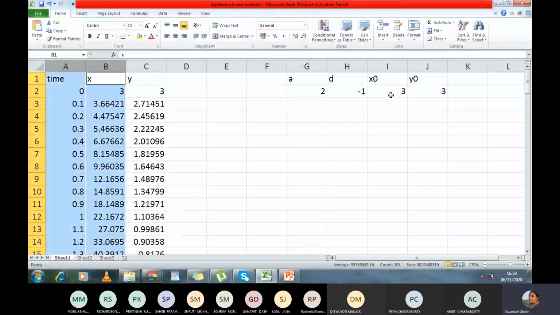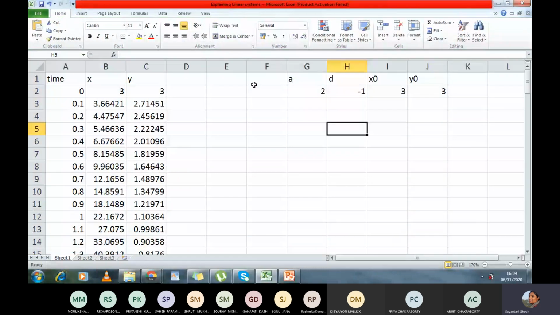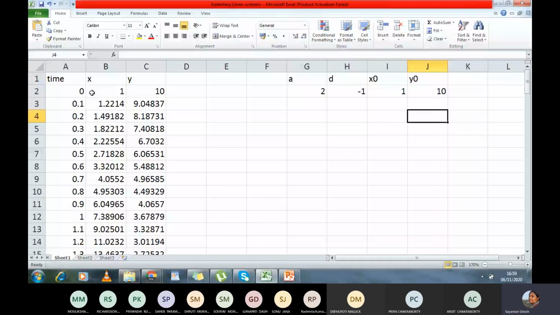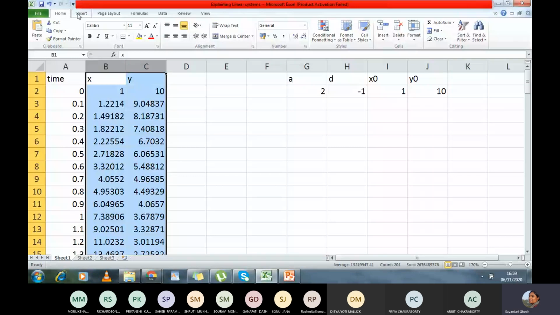So what kind of a graph do I expect? Let me just start from a point where x was really small. Let us say that x was 1 to begin with, and y was 10. So y was big and x was small to begin with. That was my initial point. So if I have a scenario like that, let me just plot x versus y to show you how the curves would look.